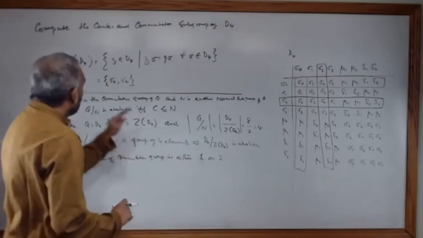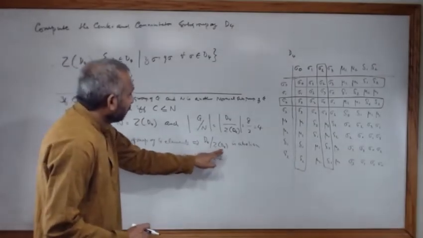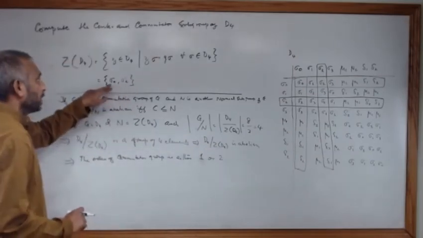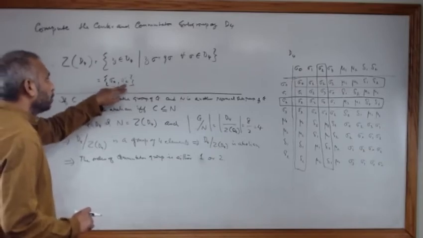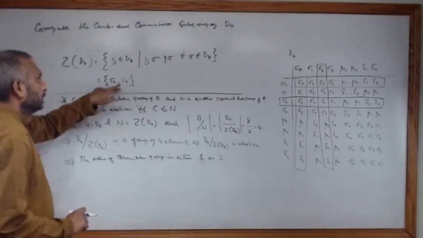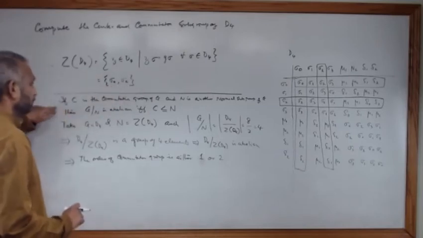Either 1 or 2, because Z of D4, the center of D4, contains only two elements. So it cannot be bigger than this. The commutator group of D4 cannot be bigger than this. This should contain the commutator group because of this condition.